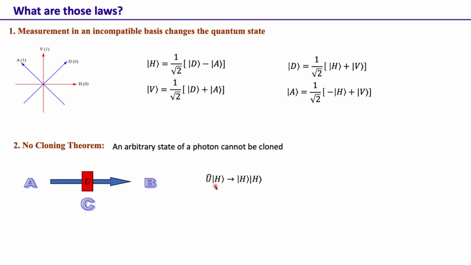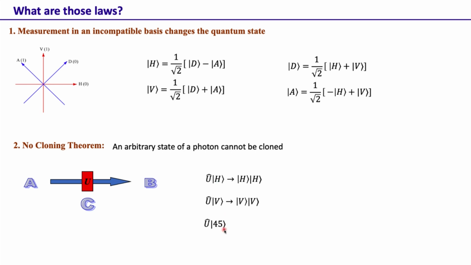We are doing the proof in this 2-dimensional basis of polarization, but one can do the proof in any dimensionality. So let's say there is a unitary operator that can clone a horizontally polarized photon. So if we have 1 horizontally polarized photon coming in, this U can generate 2 horizontally polarized photons. The same machine can also clone a vertically polarized photon. That means for one vertically polarized photon, the machine can generate two.